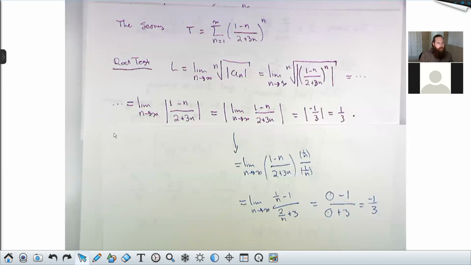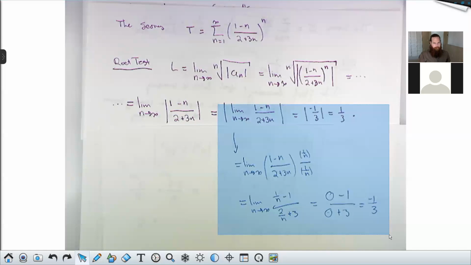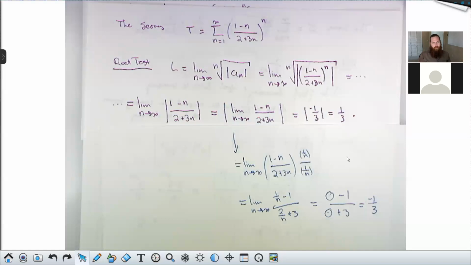The limit part. So Mariana, are you comfortable with this limit now? Is everybody comfy with this limit? So the stuff inside the absolute value goes to negative 1/3. So the whole thing goes to positive 1/3.